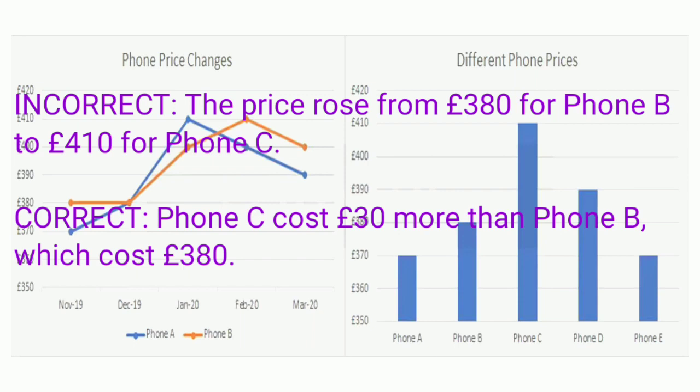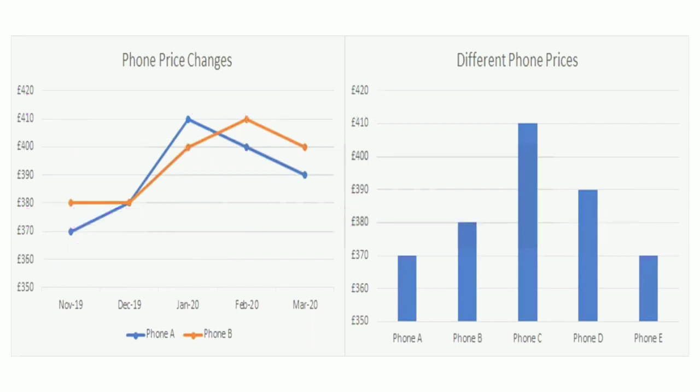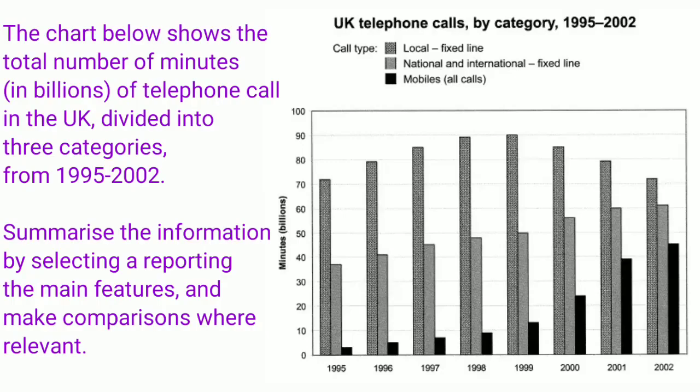Now in task 1 we all know that there are 4 paragraphs: introduction, body paragraph 1, body paragraph 2 and the overall, and there is no hard and fast rule. You can write the overall either before BP1 or after BP2. Now as told earlier, I will show you a sample answer about a bar graph. The chart below shows the total number of minutes in billions of telephone calls in the UK, divided into 3 categories from 1995 to 2002.